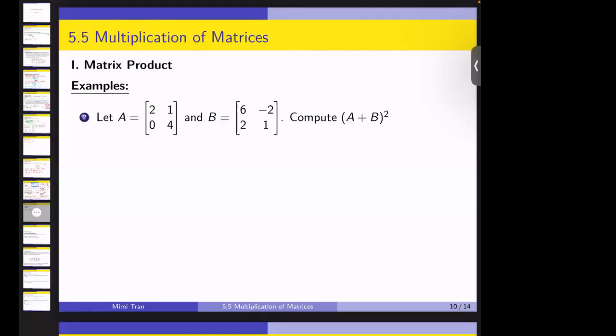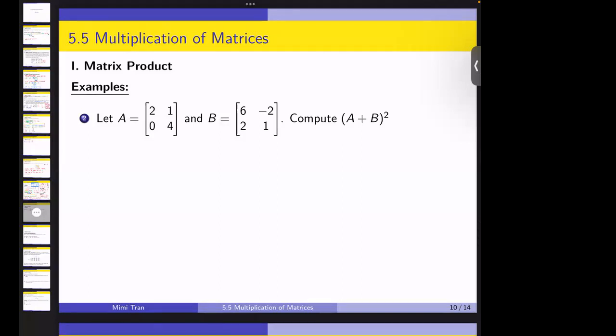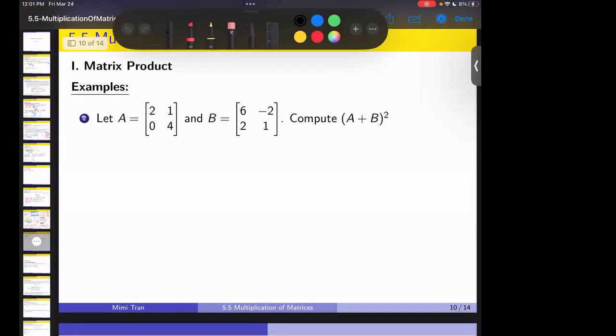Let A be 2, 1, 0, 4, and B be 6, negative 2, 2, 1. I want to compute A plus B squared. At this point, I don't want you to do this. It's not right. All you have to do is what? You have to multiply out twice, right?